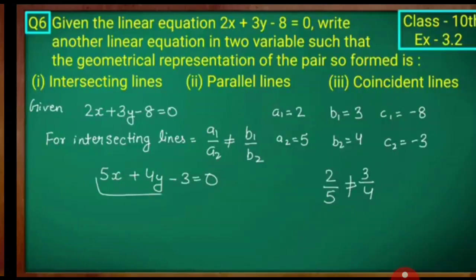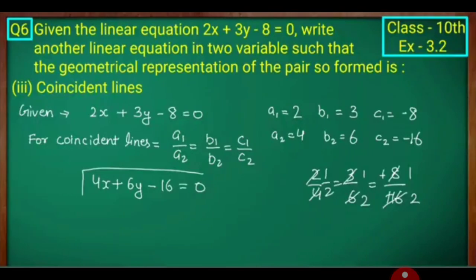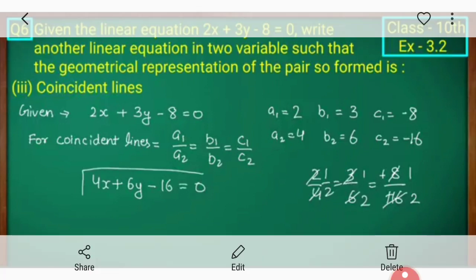Is it okay? Now come to the third point. In the third point, coincident lines. In coincident also, like 2x plus 3y minus 8 is equal to 0, this linear equation is given. For coincident lines, a1 upon a2 is equal to b1 upon b2 is equal to c1 upon c2. Accordingly, we have taken the values for a2, b2 and c2 like 4, 6 and minus 16. When we find the ratios of their coefficients, we will have 1 upon 2, 1 upon 2 and 1 upon 2. So according to the values of a2, b2 and c2, we have to write another pair of linear equations. Is it okay? Clear? Okay.